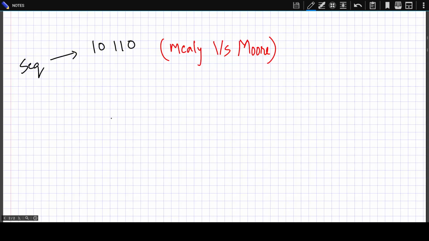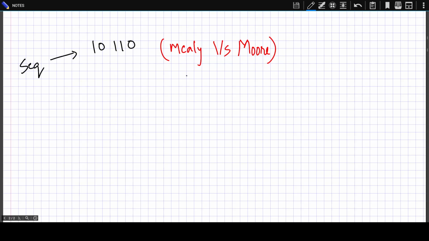Yeah, so in this question we are required to develop a finite state machine, an FSM, to detect the sequence 10110. If you have never studied FSMs before or don't know how to go about developing FSMs, this would be a good starter. I will go step by step on how to develop an FSM.